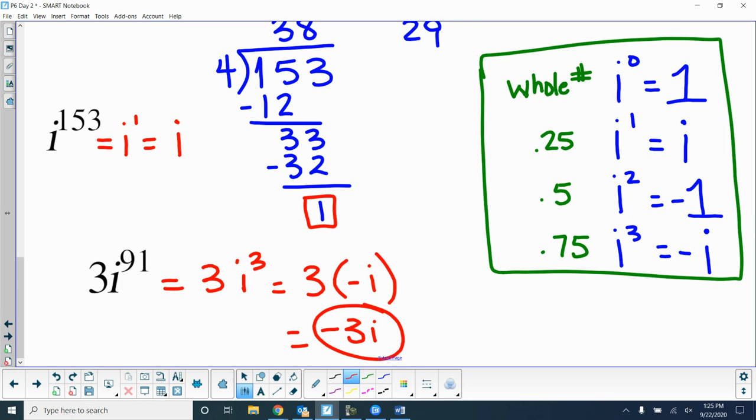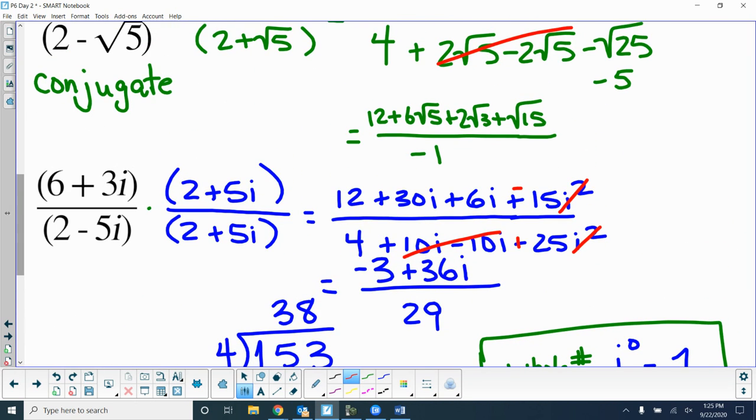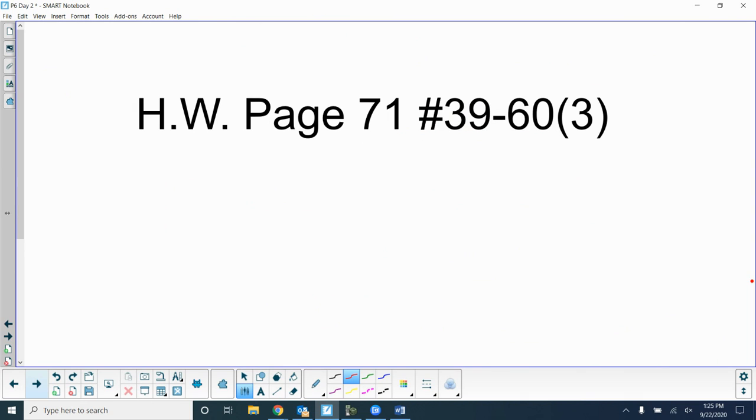Remember about conjugates? Remember, 2 plus 5i, if it was a negative 2 minus 5i, then it's a negative 2 plus 5i. Okay?